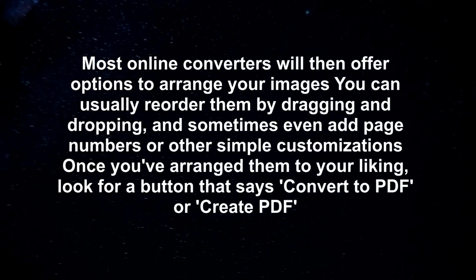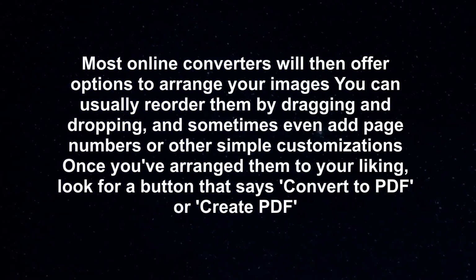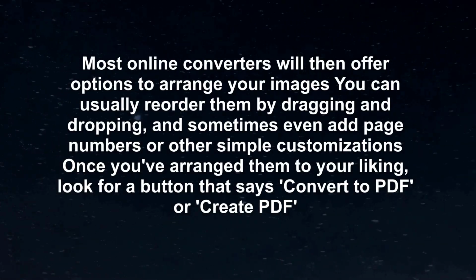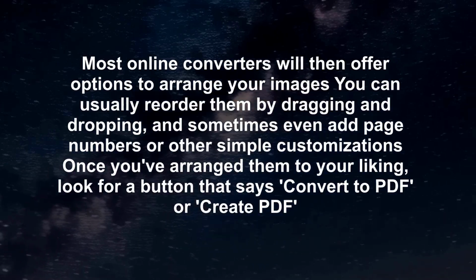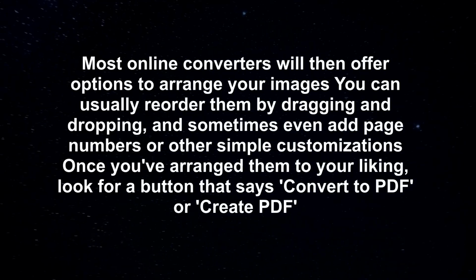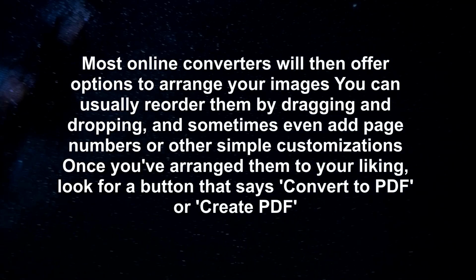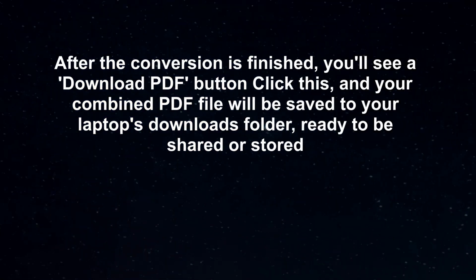Most online converters will then offer options to arrange your images. You can usually reorder them by dragging and dropping, and sometimes even add page numbers or other simple customizations once you've arranged them to your liking. Look for a button that says Convert to PDF or Create PDF. After the conversion is finished, you'll see a Download PDF button.